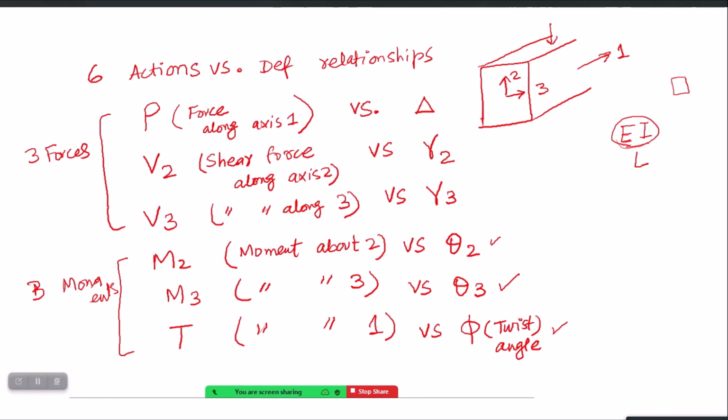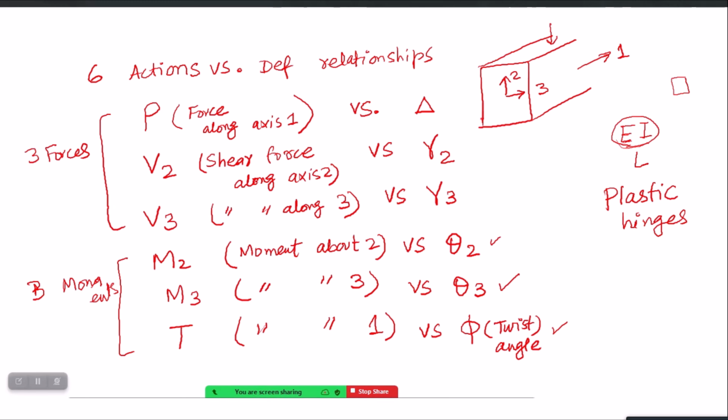But the point is, for nonlinear modeling, you should keep in mind that any of these 6 relationships, you can make them nonlinear. You can force the program to follow a nonlinear behavior between any of these 6 actions versus deformations, by using the idea of plastic hinges. So plastic hinges also can be of these 6 types. Actually, you can say 3 types or 4 types, because these two are the shear forces, it is just a matter of the axis. Similarly, this is the axial, and then these two are the moments, and then torsion.